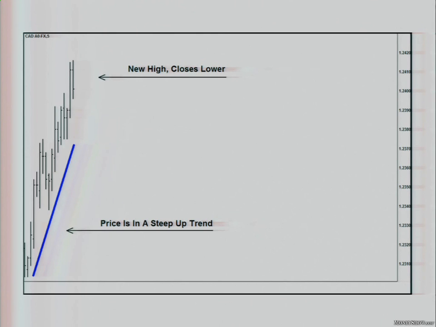So we make this new high. We get a lower close in the lower third of the bar. You've got nothing to do yet, but you should be scratching your head saying, oh, that's pretty interesting. If you're not paying attention.